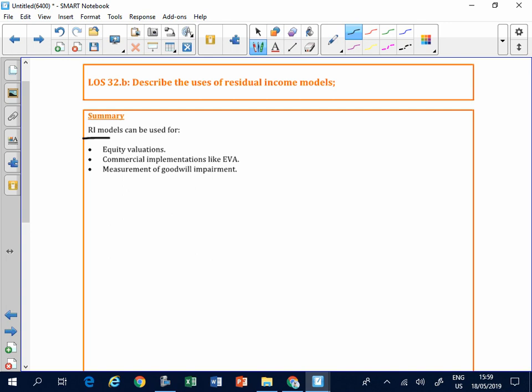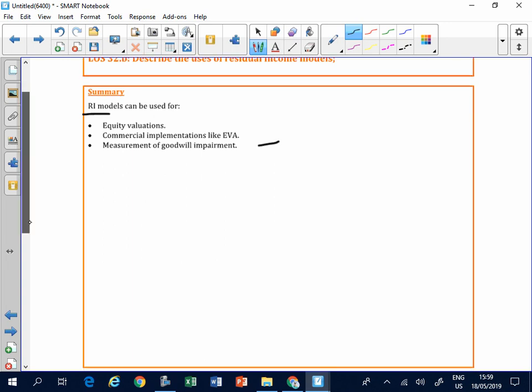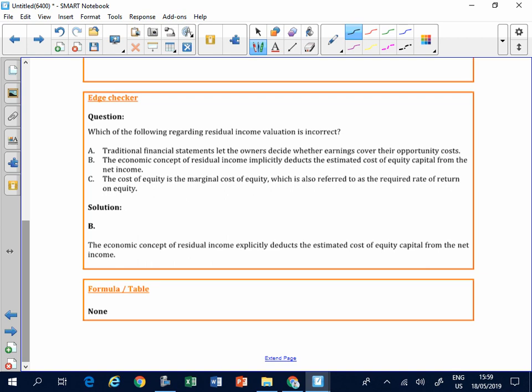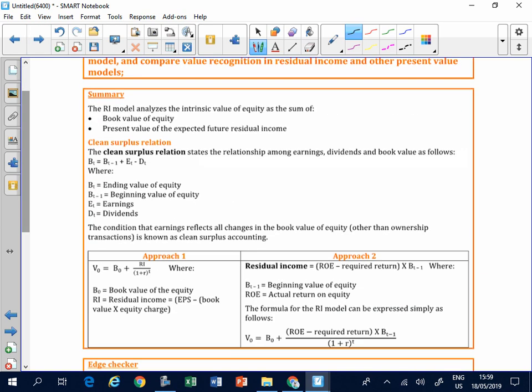Residual income models can be used for equity valuation, commercial implementation, measurement of goodwill impairment. So that just gives you an idea of whether the thing is generating more or less. Okay, that's self-explanatory. I'm not going to go through that. Now to go through the actual formula itself. The model analyzes the intrinsic value of equity as the sum of the book value today, B0, plus all the present value of the expected future residual incomes. So how much additional it's generating to perpetuity.